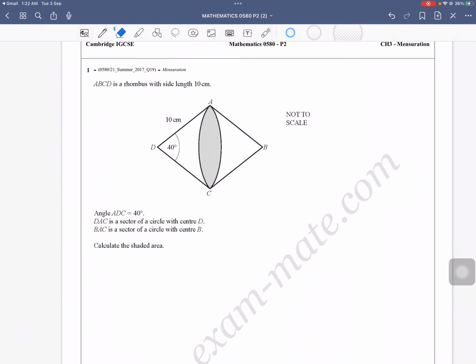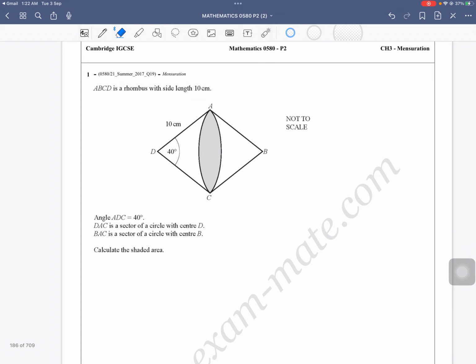Hello everyone. Today we are going to do Mathematics 0580 Paper 2. The topic that we are going to cover is mensuration.